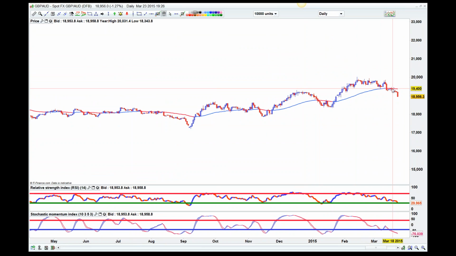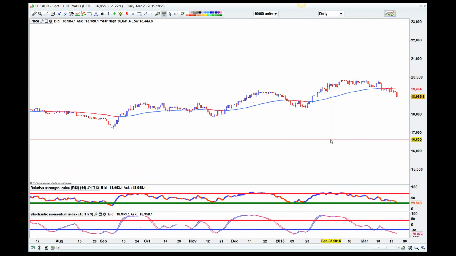You can see we kept rejecting the 50 EMA, I should say. This is the daily chart, and eventually you made a couple of lower closes, a couple of red bars, 2-3 red bars under that 50 EMA, and today we've just dropped out of it.